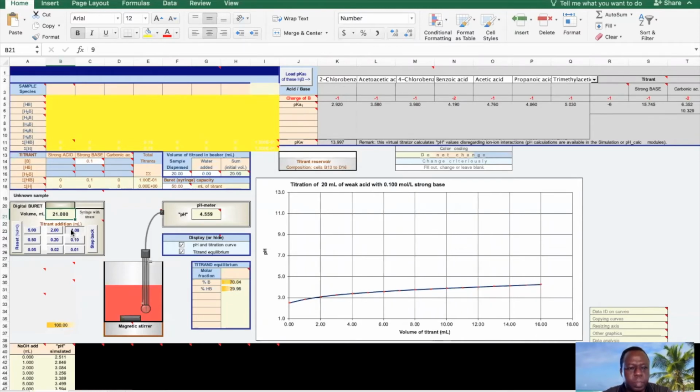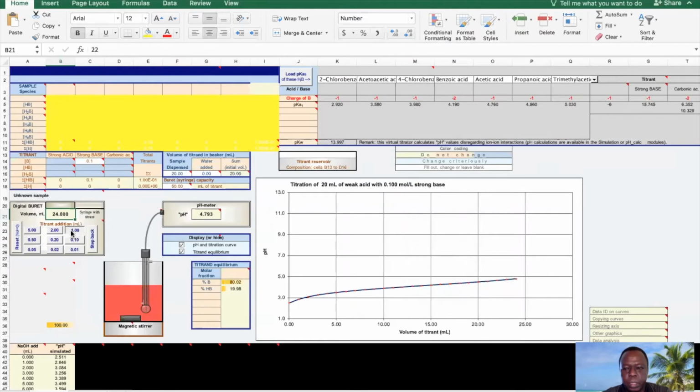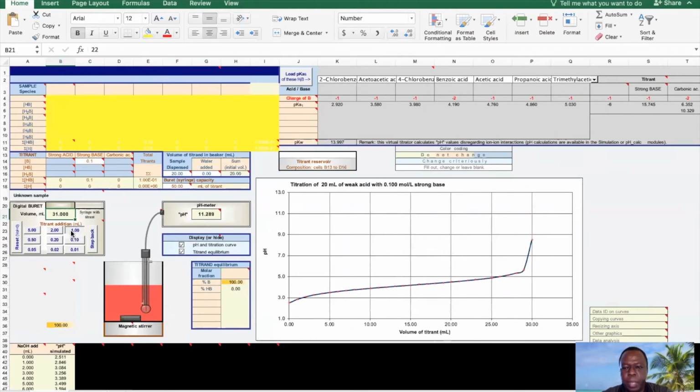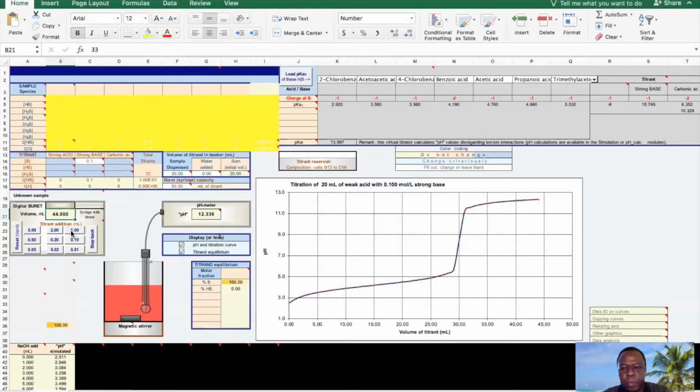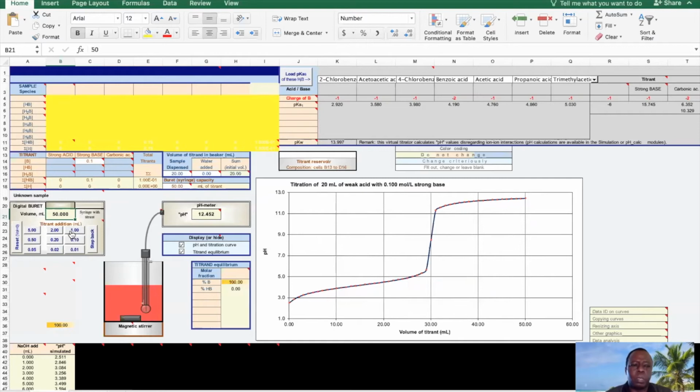All right. At some point, there will be a jump. Yeah, you see it's jumping now. You may want to continue until you have no more changing, or until the end, whichever way you want. I think that is the maximum we can go. We can go to 50 because our point of interest is the equivalence point here.